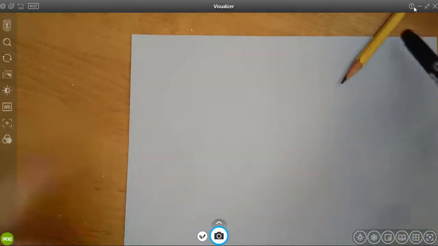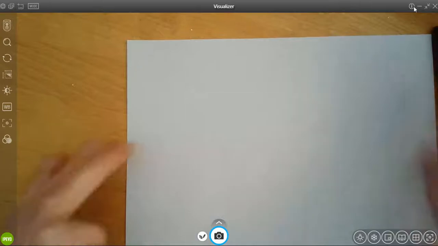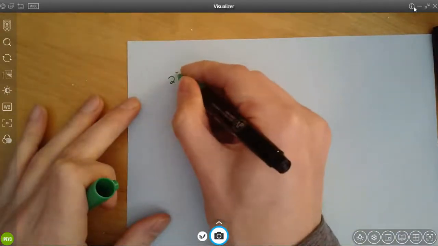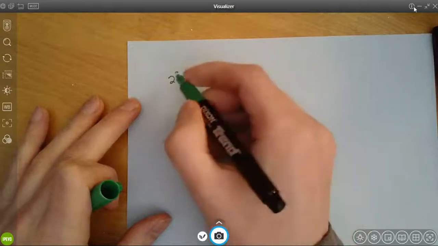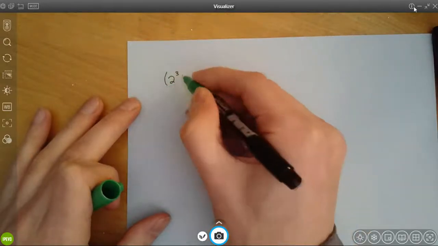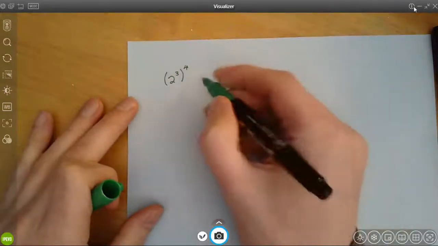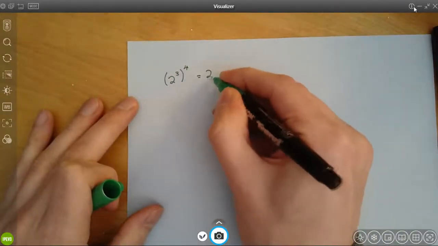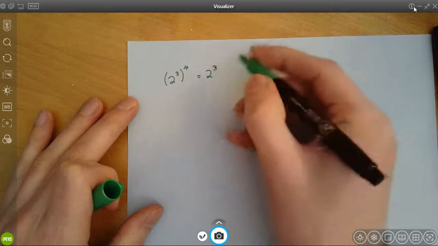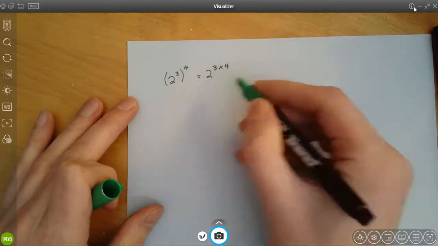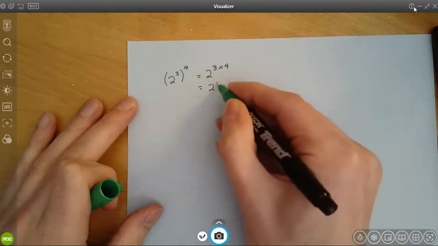to a power. When I raise a power, so for example 2 cubed, that's a power, it has a base and an exponent. If I raise that to the fourth, I now have a power to a power. And we learned that if I want to evaluate that, I merely have to multiply the exponent. So that's going to be 2 to the 3 times 4, or 2 to the 12.